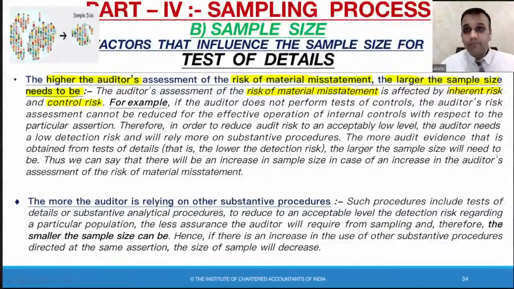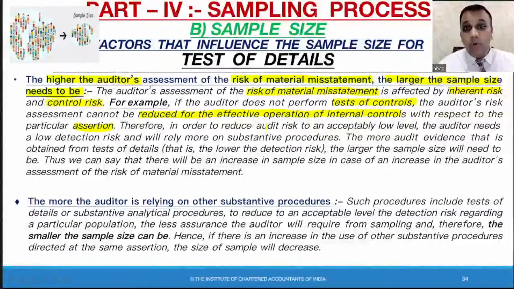Okay. So, example is here. If the auditor does not perform test of controls, the auditor's risk assessment cannot be reduced for the effective operation of internal controls with respect to a particular assertion. Auditor hasn't performed test of controls. So there would be control risk, right? There would be control risk.